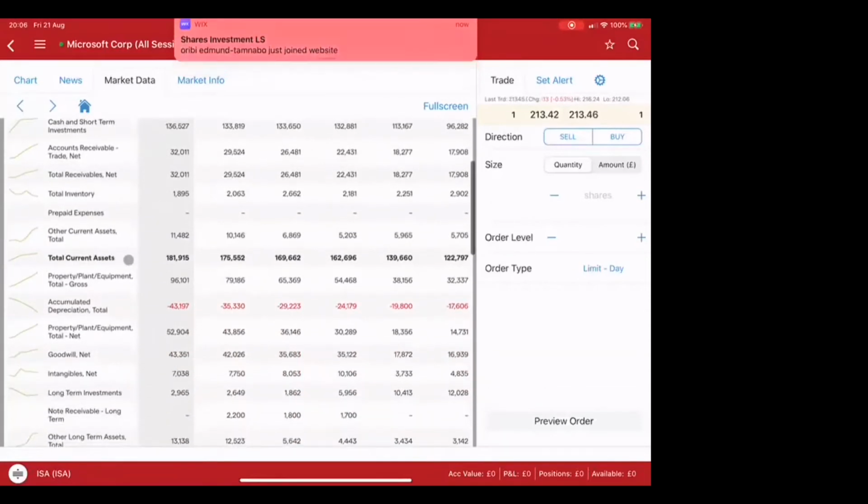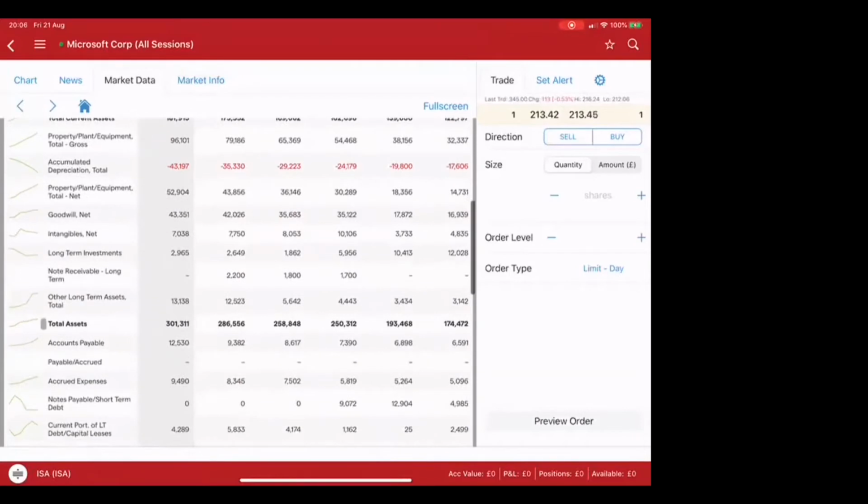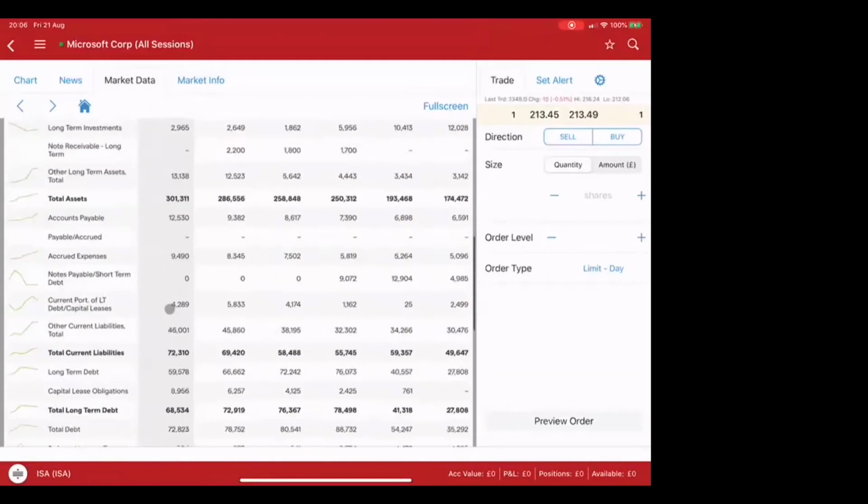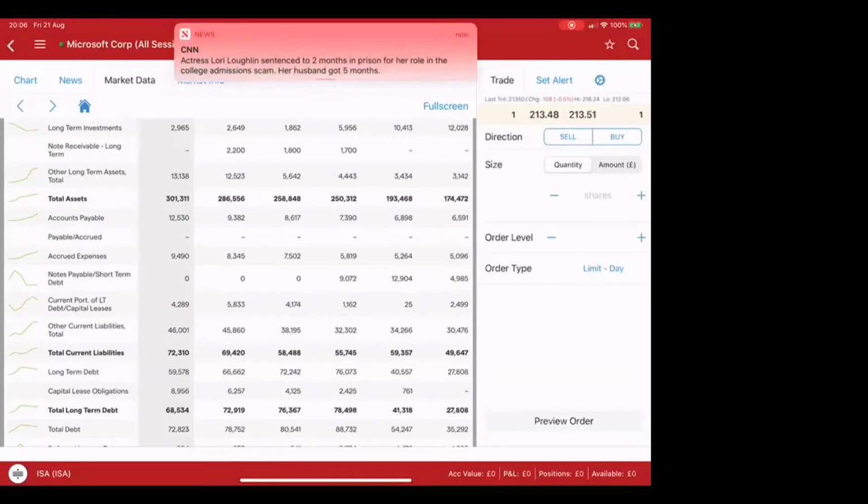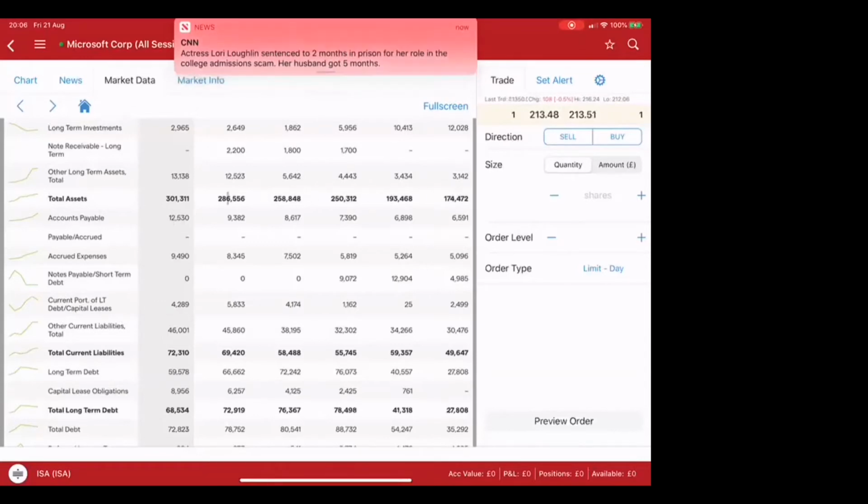First thing you're looking at here is the total current assets. Then you look at the total assets. So first, total current assets, the build up. But this is where you want to go: total assets. Always look for the total assets. Assets are things that generate money and value to the company. Here, as you can see, the total assets are growing year on year.